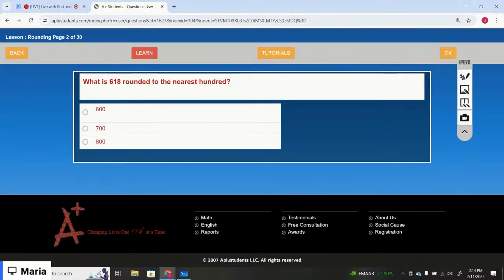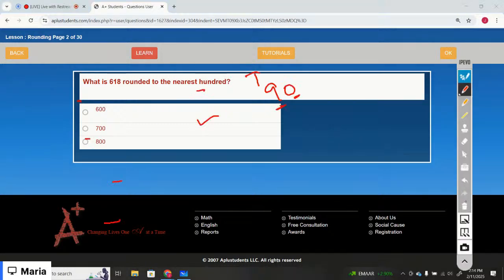What is 618 rounded to the nearest 100? You need to round it to the nearest 100. 6 is at the hundreds position, and right next to 6 you have 1. You have to compare this number to 5. 1 is less than 5, which means you need to round down on the same 100. You have to write 6 and replace the other digits with 0. So it would be rounded to 600. Option number 1 is the correct option.